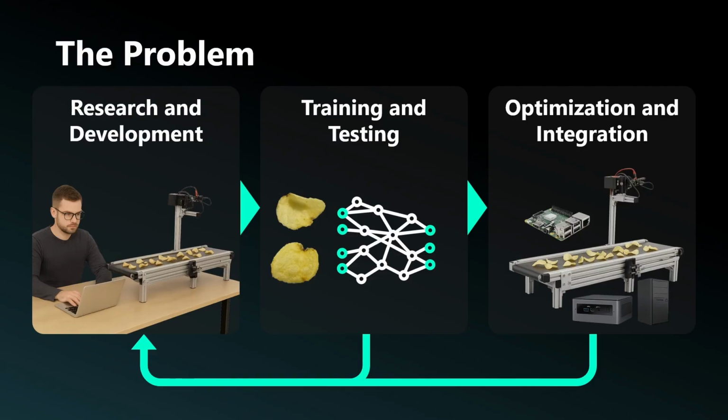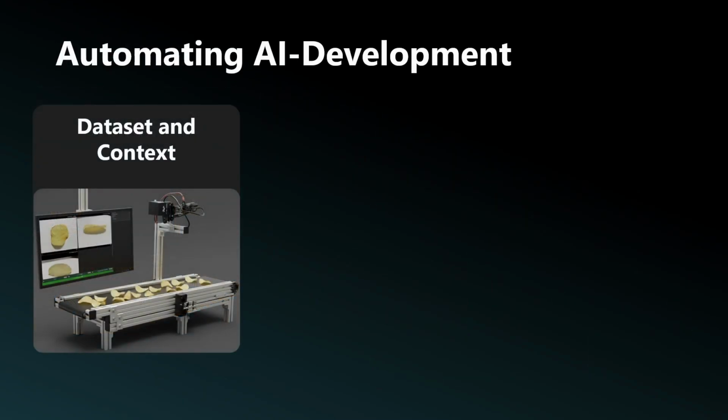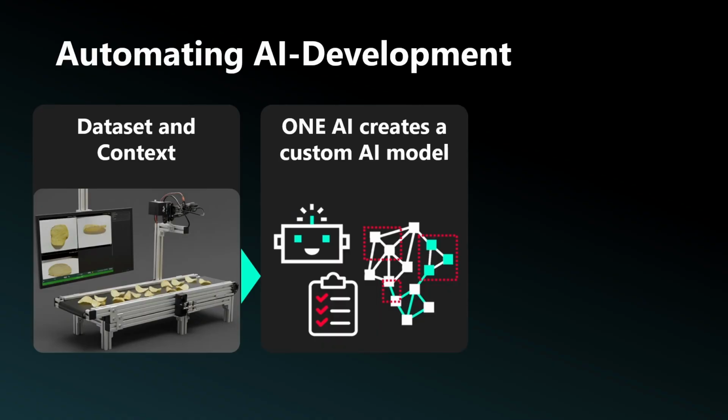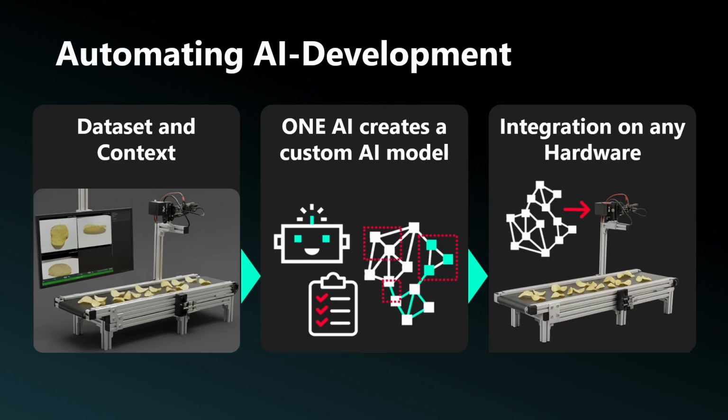And this is where One AI can help you. With One AI, you can automate a lot of this process. All you need to do is provide your data set and the context of your application. That is enough for One AI to create a custom AI model that is fine-tuned to your application. And we also take into account the hardware that you want to use so that it's easy to integrate it into your existing system. And the best of all of it, you don't need to be an AI expert to train a model with One AI.